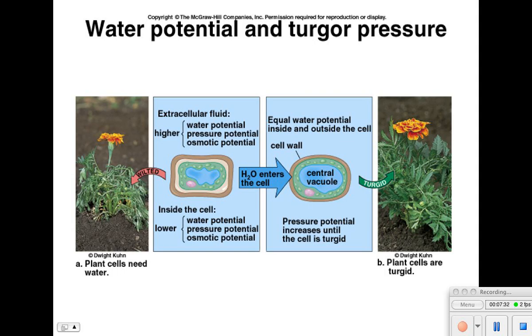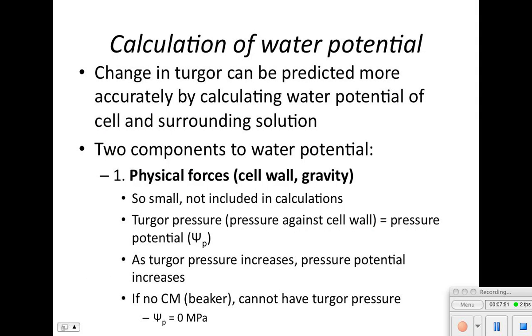Okay, water potential and turgor pressure, how they all kind of work together, actually. We've seen plants that become wilted because they're losing water, and that's all because of the lower water potential and pressure and osmotic inside the plant cell. But then when we have water that enters the cell, pressure increases until it's turgid. How in the world do we calculate water potential?